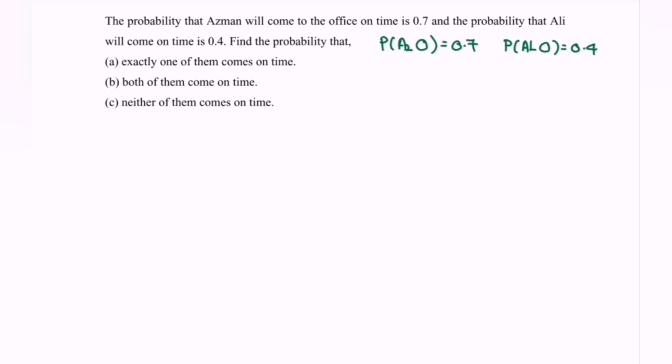C, neither of them comes on time. So here we have the situation, the probability that Azman will not come on time and Ali will not come on time. So here we will have 0.3 multiplied with 0.6. So the answer will be 0.18.